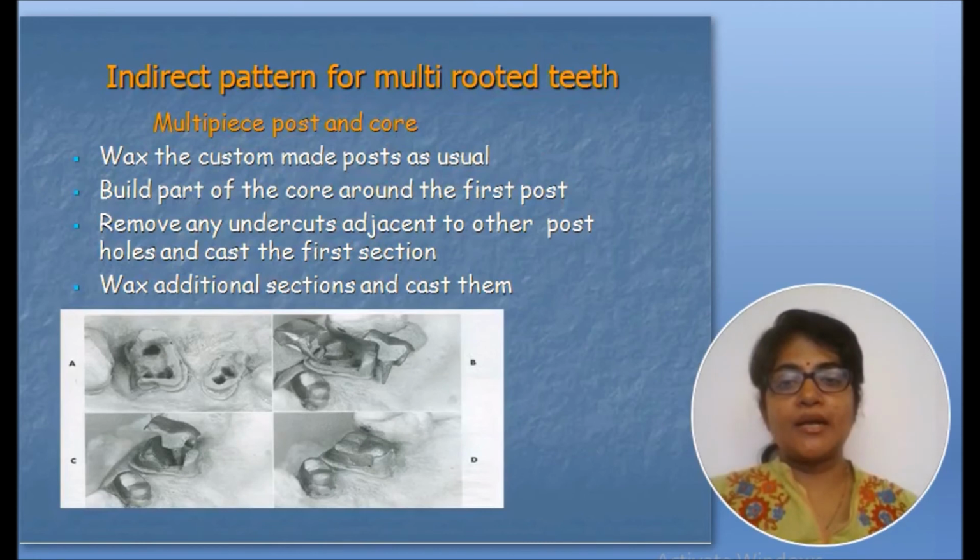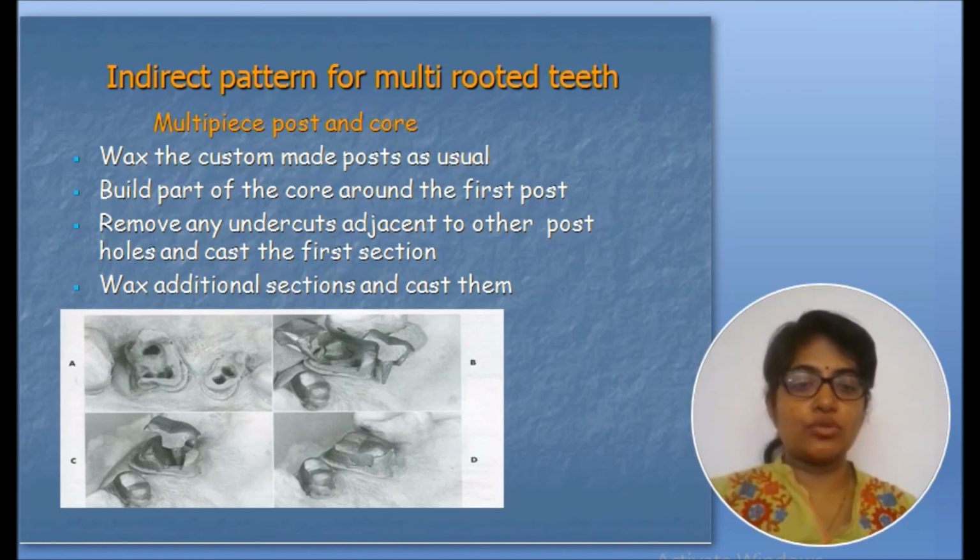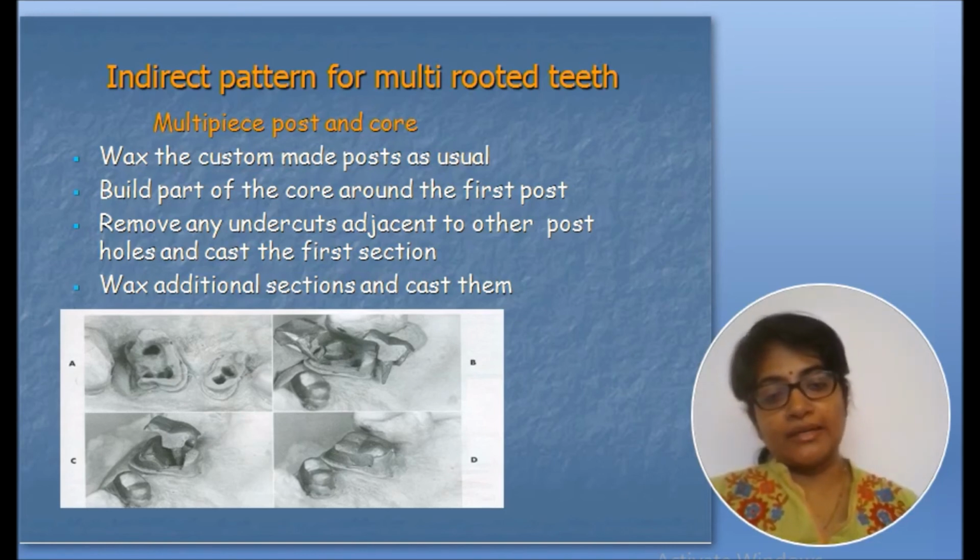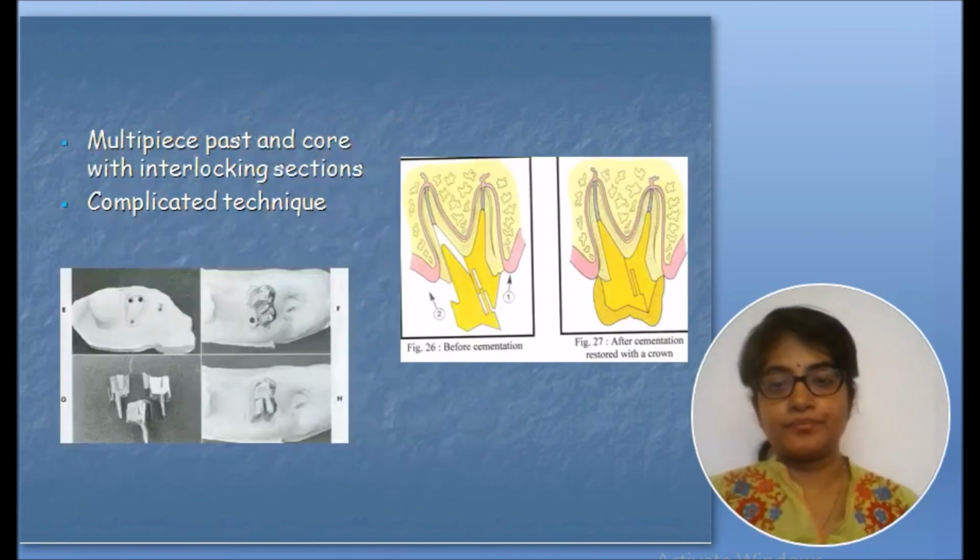Now if we have an indirect pattern for multi-rooted teeth, then wax the custom made posts as usual. Build the part of the core around the first post, remove any undercuts adjacent to the other post, and cast the first section. Wax the additional sections and cast them. So there are two pieces, one goes in one canal and the other goes in another canal. This is because the canals are divergent, and if we make it as one piece, it may not engage, or it may have seating difficulties. There is another technique of interlocking sections, but it is very complicated and should be avoided.